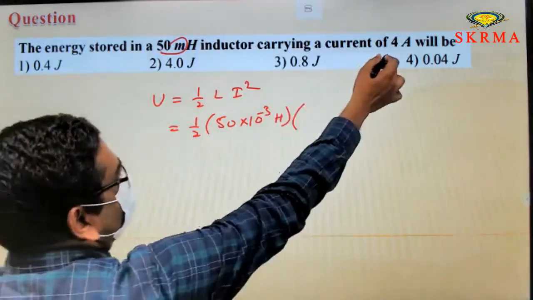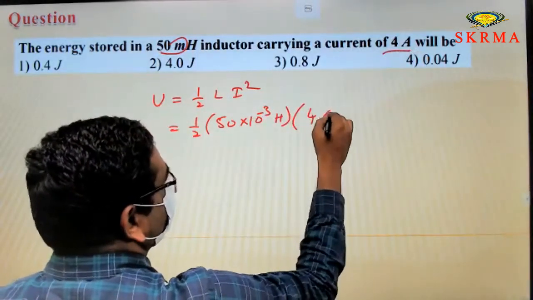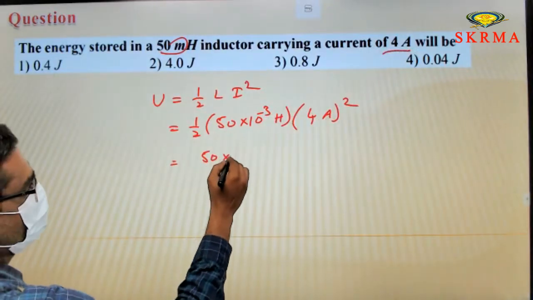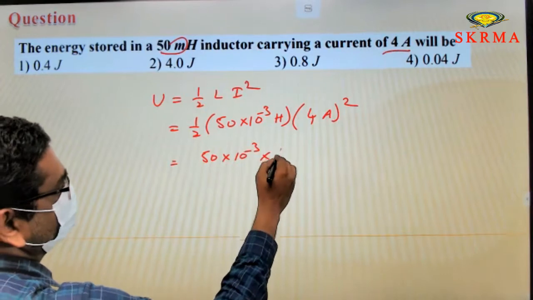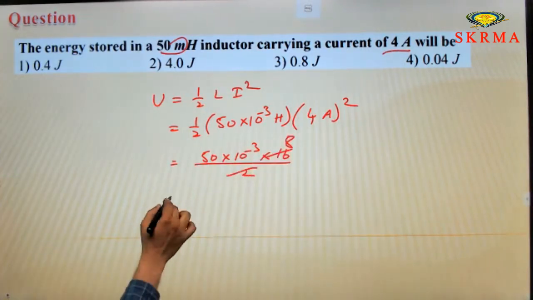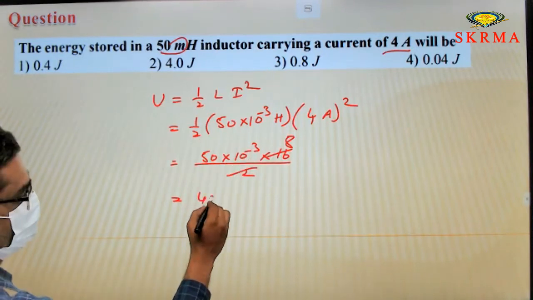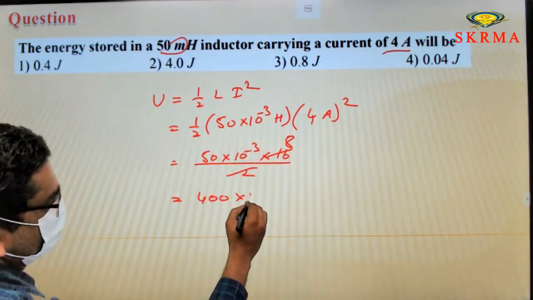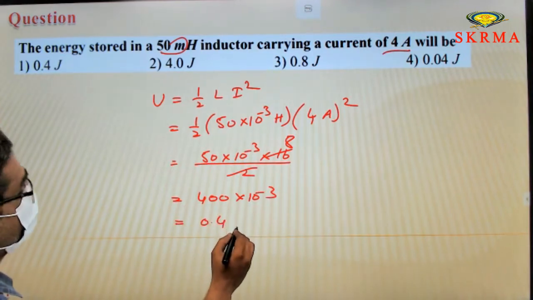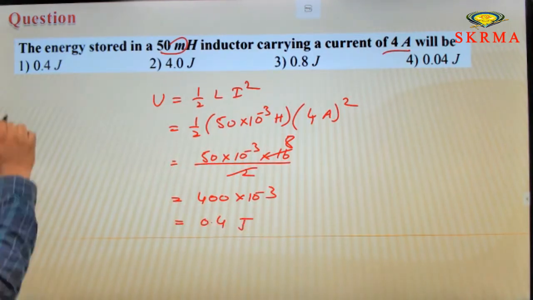What is the value of current? 4 amperes. 4 ampere whole square. This can be written as 50 into 10 power minus 3 into 16 by 2. So 8 times 50 is 400, so 0.4 joules.